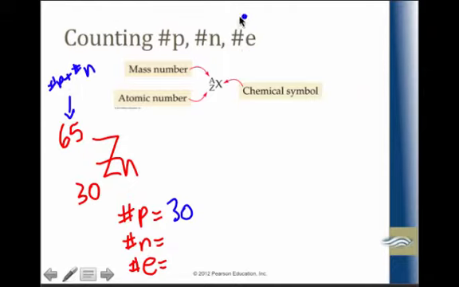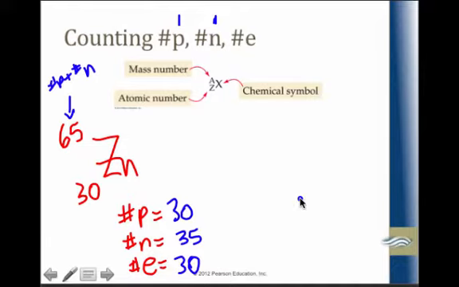We say the electrons are so light they really don't factor in to the overall mass. These guys are given an atomic mass unit of 1 each, so we sum them up. So if the total mass is 65, then there must be 35 neutrons, which is 65 minus 30. And then electrons will equal protons if it's a neutral atom, and this is. If I vary the number of electrons, that's when we get charges, which we'll talk about on the next slide.